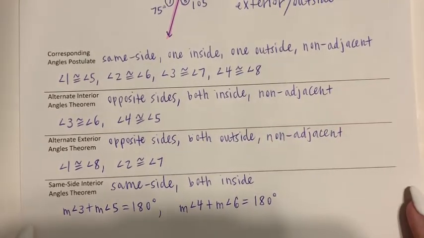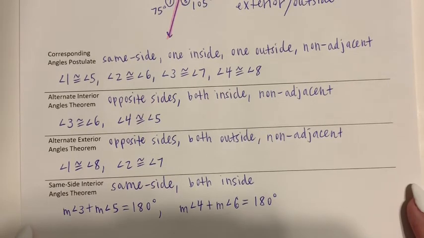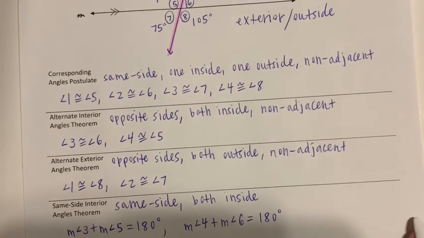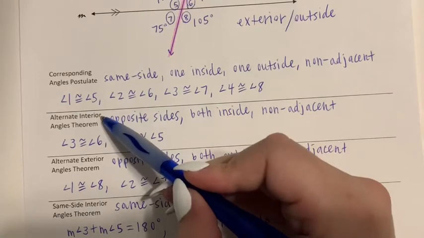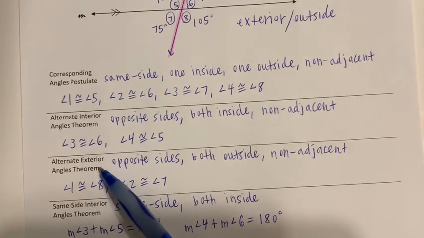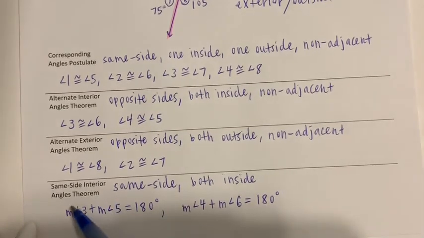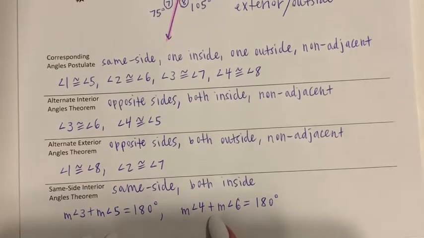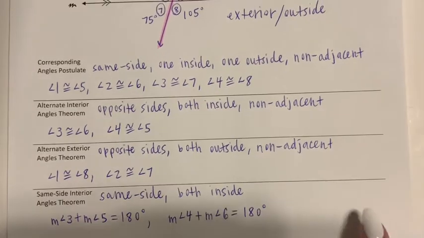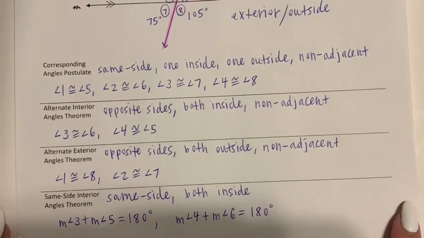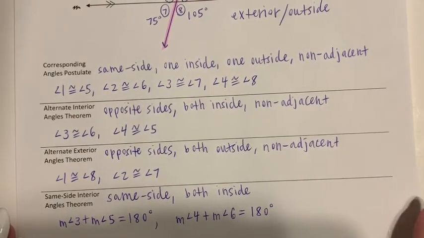So it's important to note that for these special angle relationships, corresponding angles, alternate interior angles, and alternate exterior angles are all congruent, but same side interior angles are not congruent. They are supplementary, or their measures add to 180 degrees. All right, so these are the different types of special angles that we will need to know.